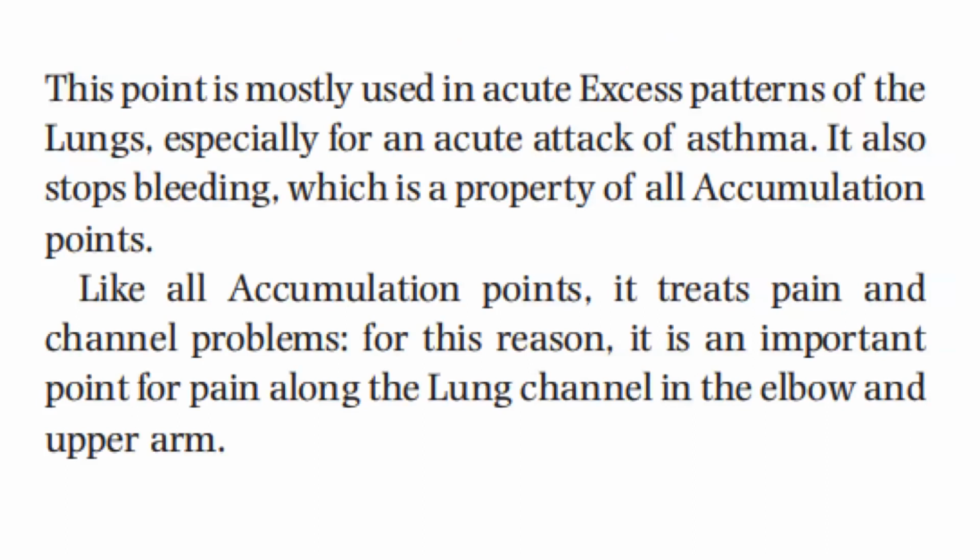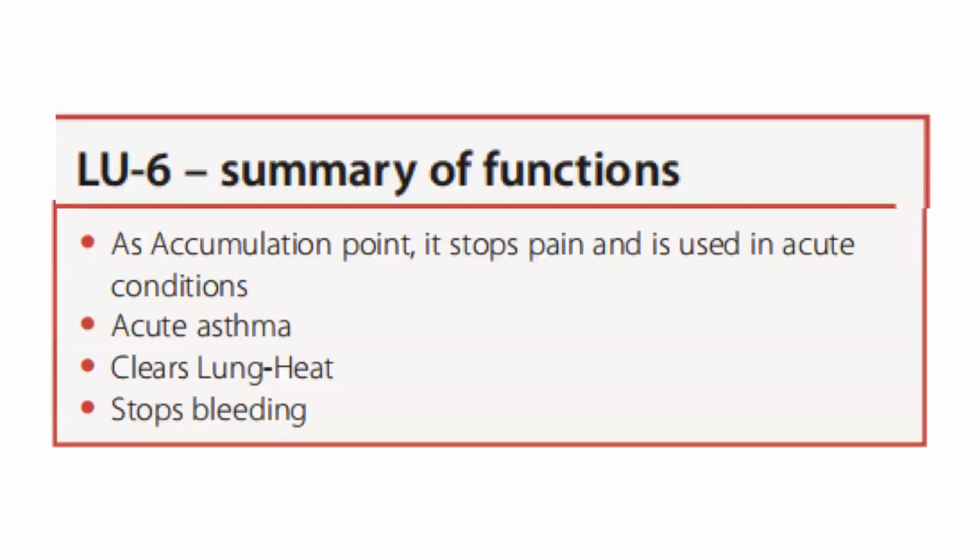Lung 6 is mostly used in acute excess patterns of the lungs, especially for an acute attack of asthma. It is also used to stop bleeding, which is a property of all accumulation points. Like all accumulation points, it treats pain and channel problems, and for this reason, it is an important point for pain along the lung channel in the elbow and the upper arm.